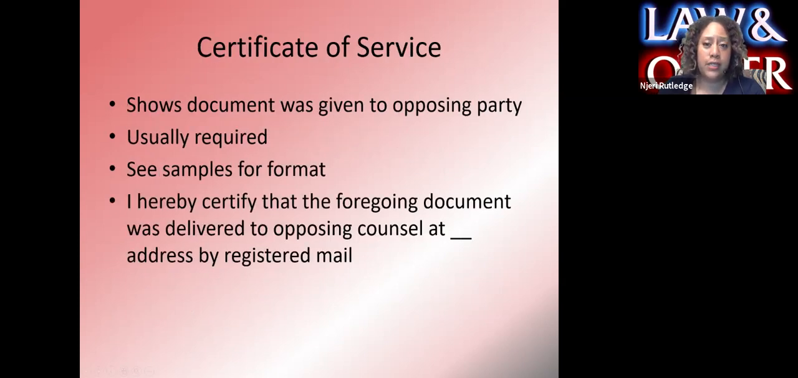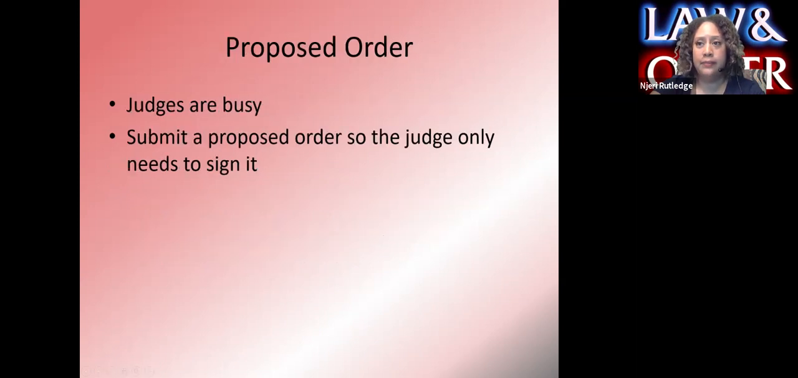The certificate of service is a document that just verifies that opposing counsel received a copy of the document. It's usually required every time you do any kind of court filing. So let's get in the habit of doing it now, including for your upcoming assignment. There are samples available for the formatting. It usually says something along the lines of, I hereby certify that a true and correct copy of the foregoing document was delivered to opposing counsel via courier service. But something that just verifies that you gave the opponent a copy of the document and you sign it.